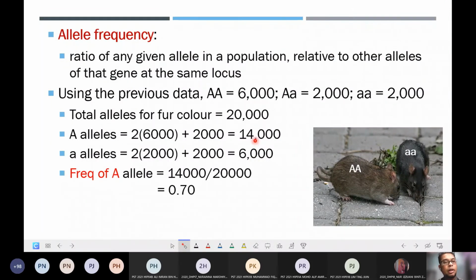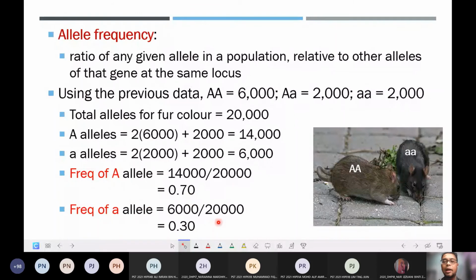And so the frequency of the capital A allele will be 14,000 divided by the total number of alleles, which is 20,000. So 14,000 bagi dengan 20,000 dapatlah 0.70. This is the frequency of the capital A allele. I'm sure you know about the frequency of the recessive allele. Senang je lah. 6,000 divided by the total number of alleles, which is 20,000, and so you will get the frequency of the small letter a allele of 0.30.